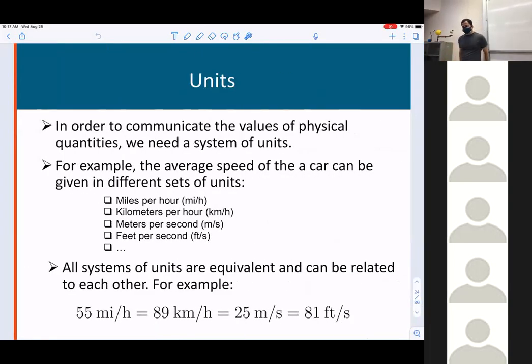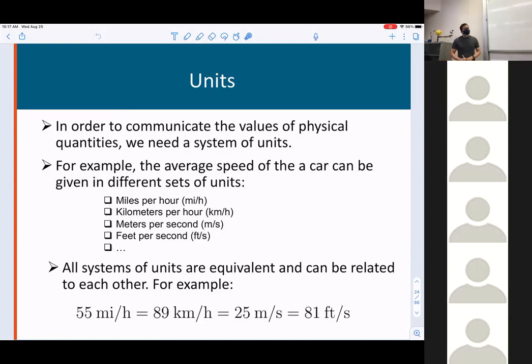So that brings us to units. In order to communicate the numerical values of physical quantities like speed, we have to develop a system of units. If you say that the car is moving at a speed of 50, that could mean anything, depending on what units you put next to it.